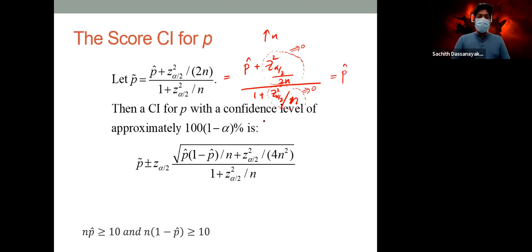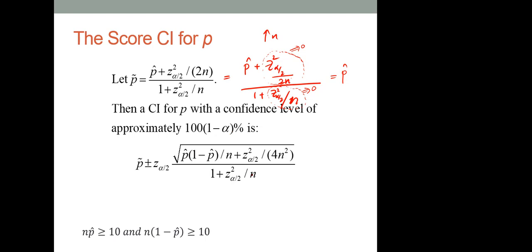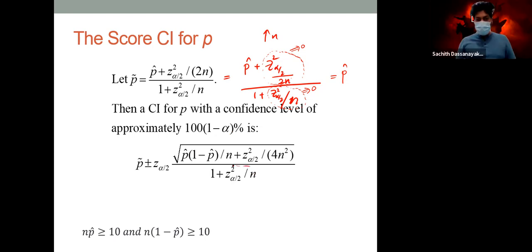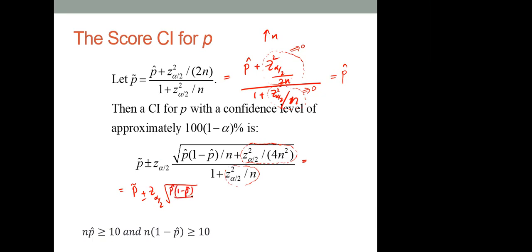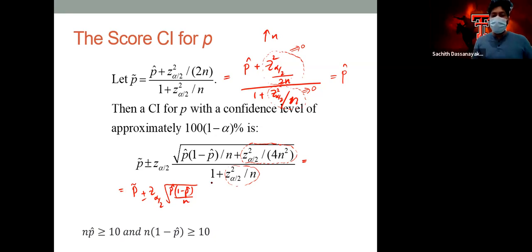Here. So the same thing you can apply here. Once n increases, this piece closes to 0, as well as this piece. So you can rewrite this as p hat plus or minus z alpha over 2 times the square root of p hat times 1 minus p hat over n, right? Over n.